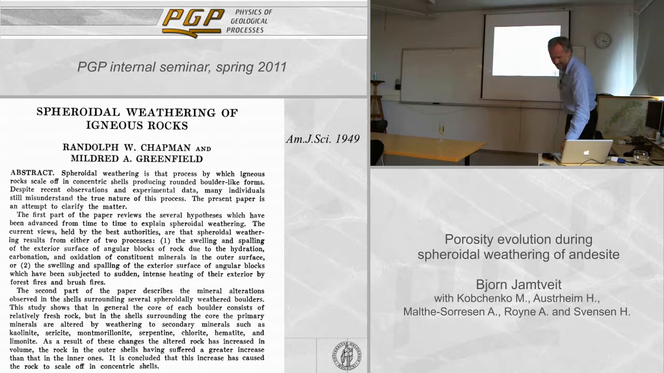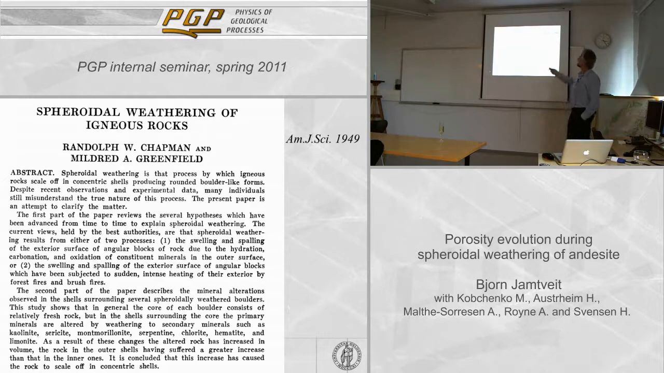But these historical accounts are very interesting. And then 140 years after, Chapman and Greenfield, in this American Journal of Science paper, have actually come pretty far towards understanding, at least qualitatively, the origin of spheroidal weathering. They say it's the process by which igneous rocks scale off in concentric shells, producing rounded boulder-like forms. They also complain that despite recent observations, many individuals still misunderstand the true nature of this process.